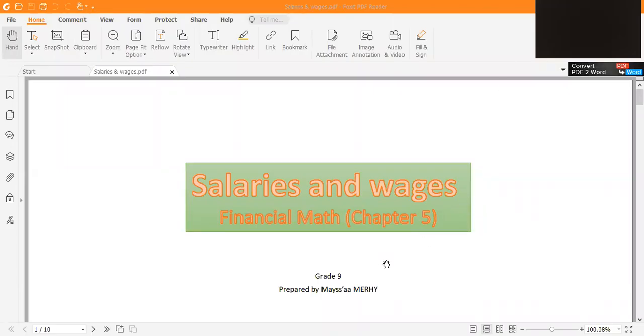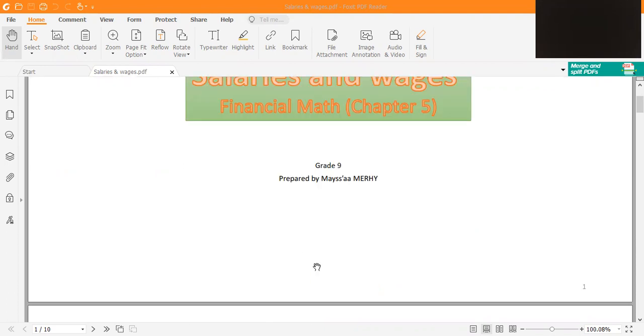Hi everyone. Today we will introduce and explain some new concepts, new vocab used usually in financial math. So in this session we will start by introducing salaries and wages.